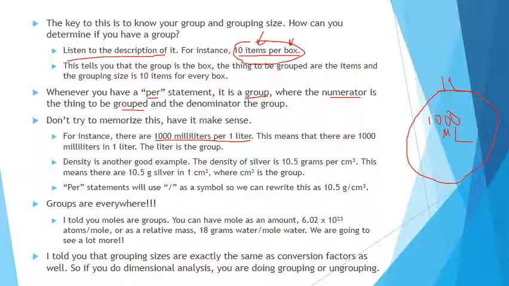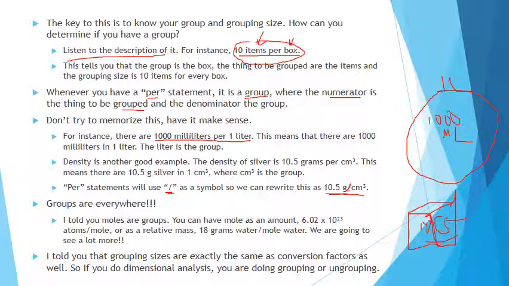Okay, density is another good example, and let's look at the density of silver. So our density is 10.5 grams per centimeter cubed. So if you have a centimeter cube, and it's silver, it's going to have a mass of 10.5. So inside this cube here is 10.5 grams. In math we substitute the word per with a dividing mark. So we could also write it as 10.5 grams slash centimeters cubed.